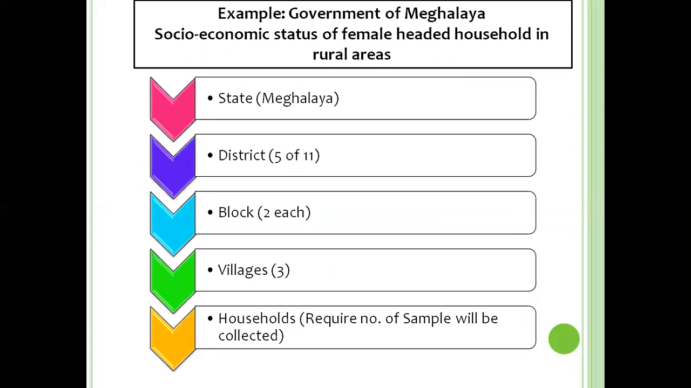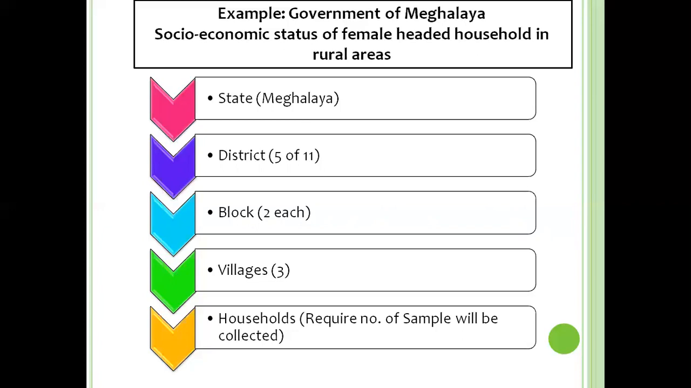Now again, in each district there will be different blocks, and not all the blocks will be studied. Let's say we randomly select 2 blocks from each district for the study. Within each block there will be a number of villages, and it will not be possible to study all the villages, so we will randomly select only 3 villages from a particular block.